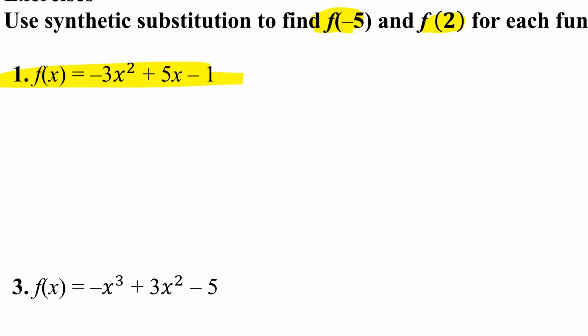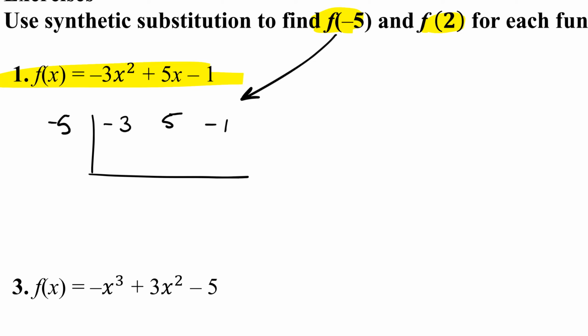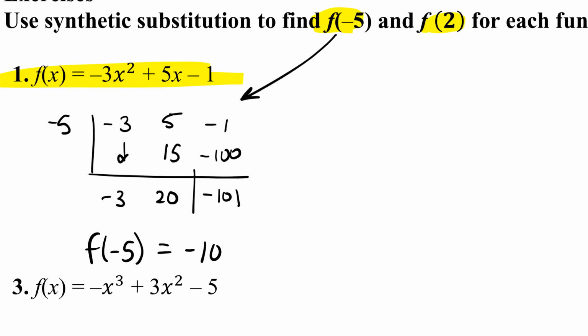All right, hopefully you've had enough time to start it. So f of -5 I'll do over here. Put the -5 here, then -3, 5, and -1. Bring down the -3. -5 times -3 is 15. So add these, you get 20. 20 times -5 is -100. And when you add these, you get -101. So f of -5 is -101.